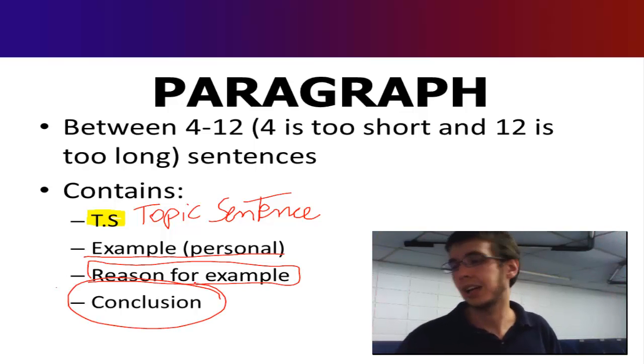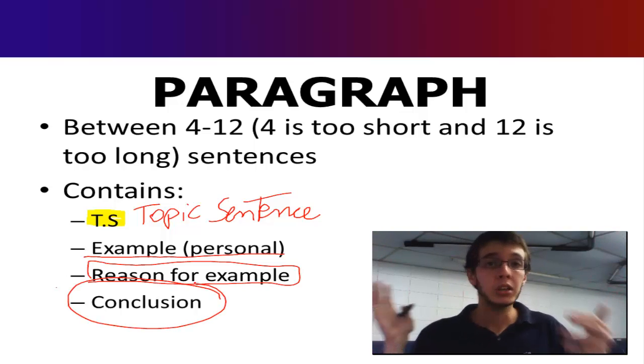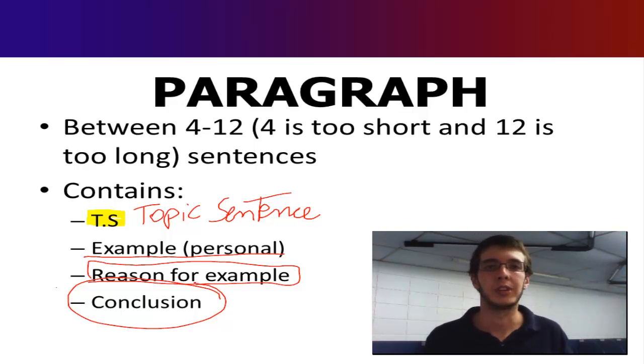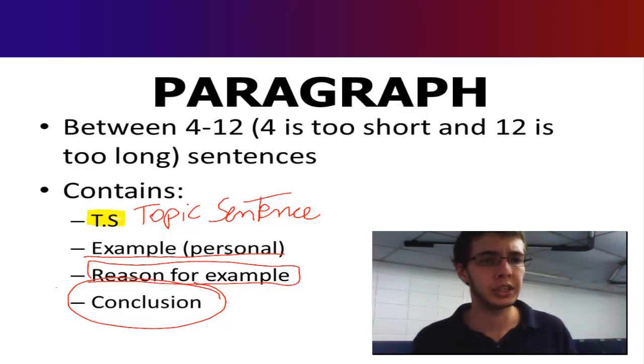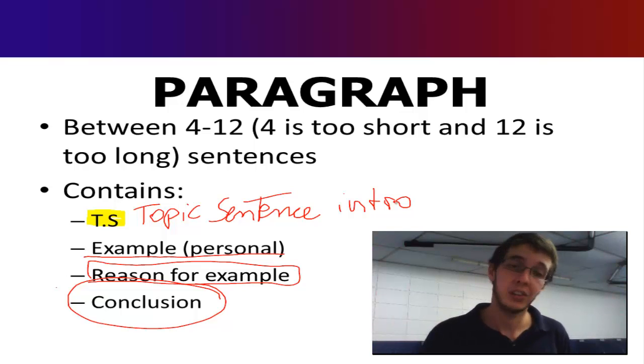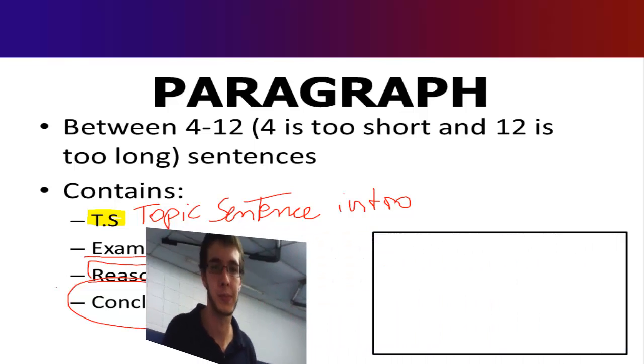And a conclusion. Felipe, conclusions are only in the end of the text. No. A conclusion must be in the end of every paragraph that you make, just to close your ideas. If your topic sentence is an introduction to the paragraph, you must have a conclusion to it.